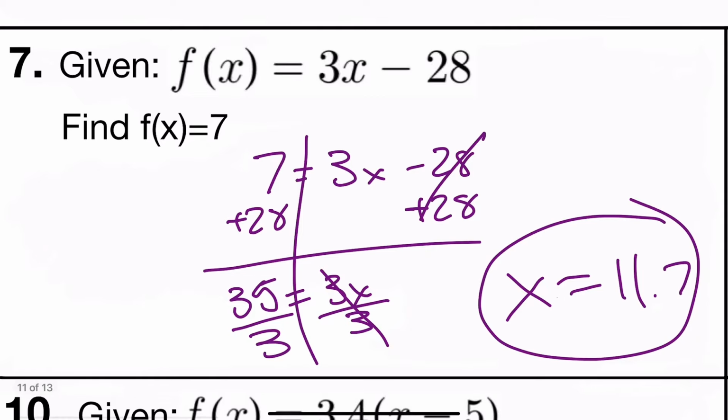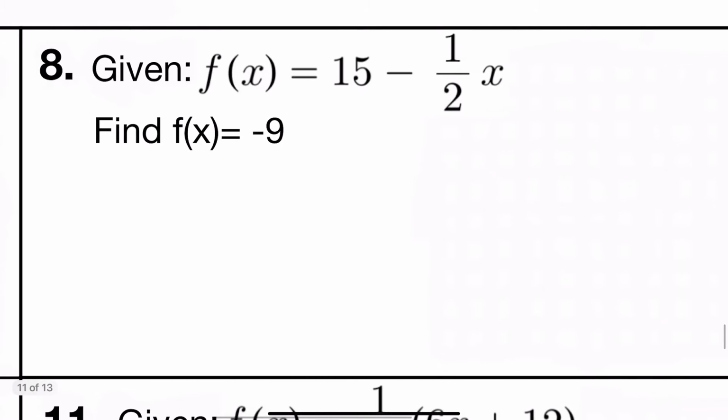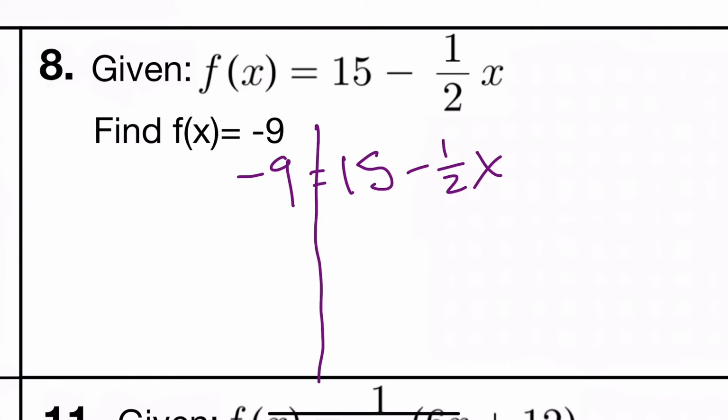Okay, let's take a look at the next one. We have 8. So, given f of x is equal to 15 minus 1/2 x, we want to find f of x equal to negative 9. So once again, we have an f of x that is equal to negative 9. So we're just going to replace f of x with negative 9. So I'm going to have negative 9 equals 15 minus 1/2 x. And then once again, we're just going to solve for x here, just like we've done before.